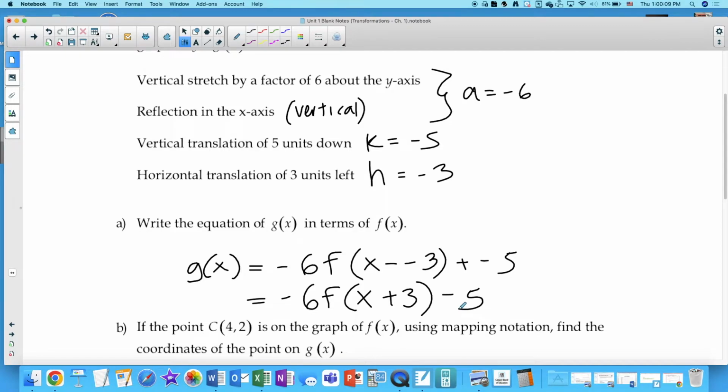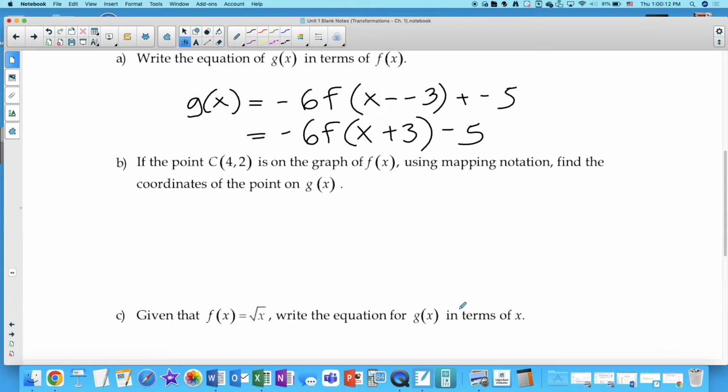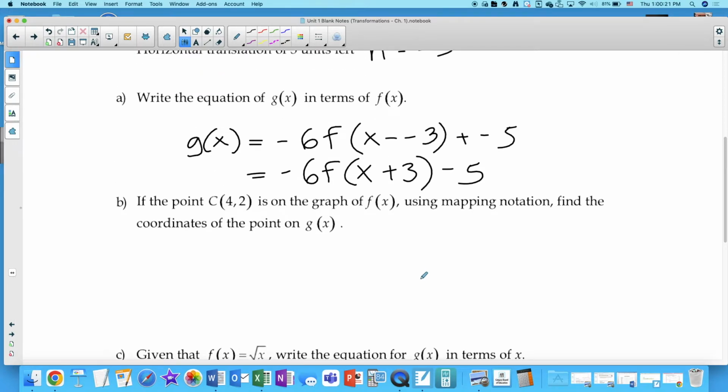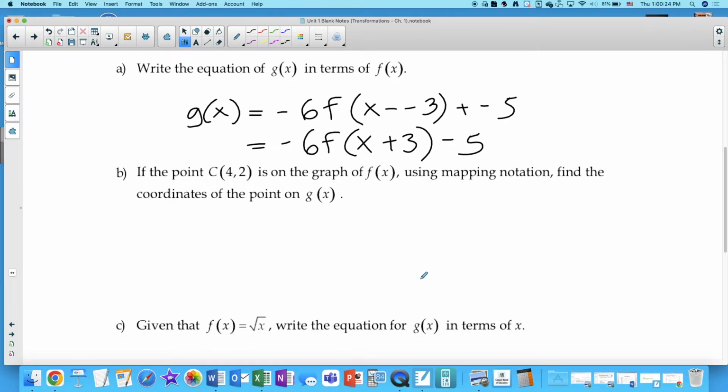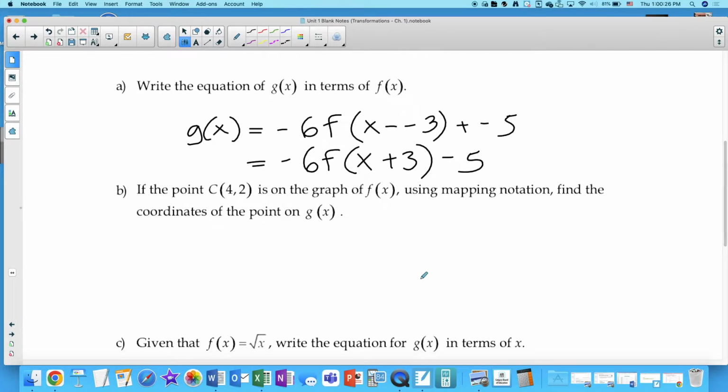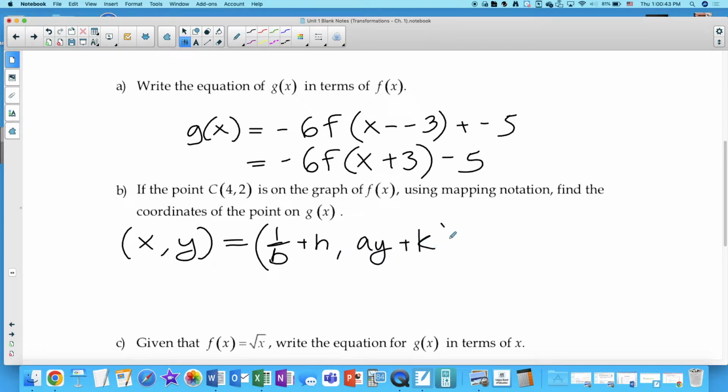Okay? All right, if the point C, 4, 2 is on the graph of f of x, using mapping notation, find the coordinates of the point G. So let's start with the point, or the coordinates on g of x, I should say. Let's start with mapping notation. And you guys, one thing you can remember, like this is also worthwhile remembering, this is going to move to 1 over b plus h and ay plus k. Oh, sorry, 1 over bx. I missed the x, that's important.